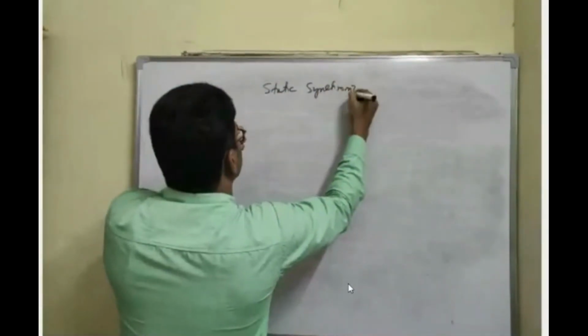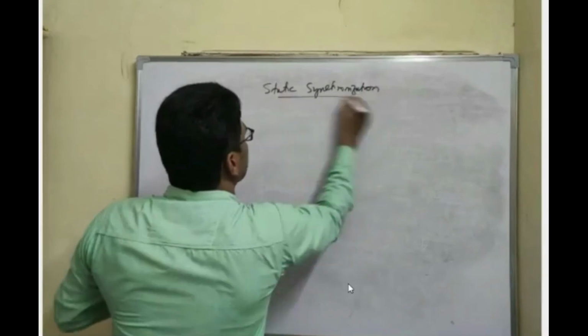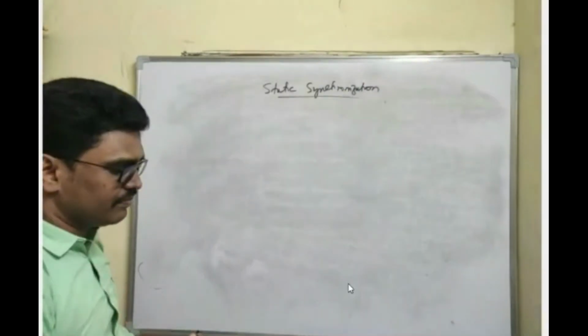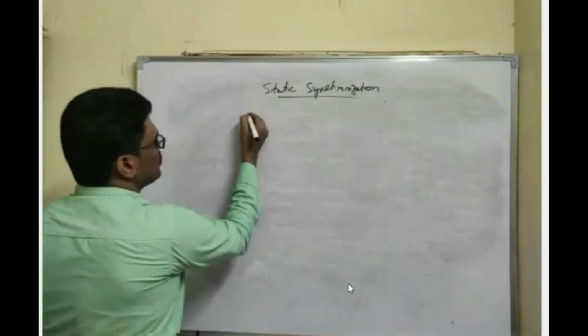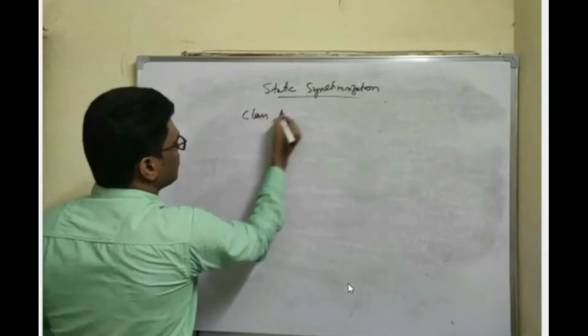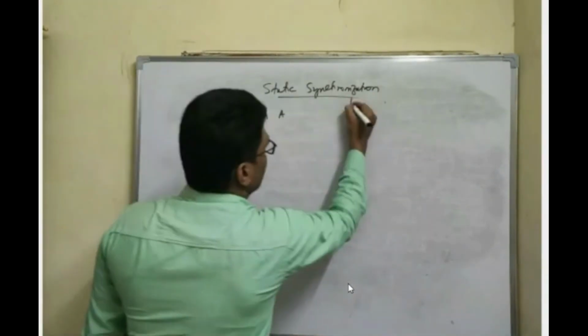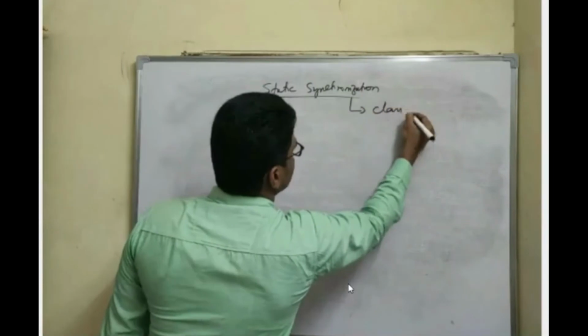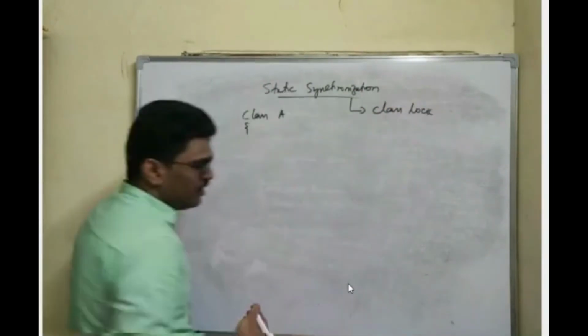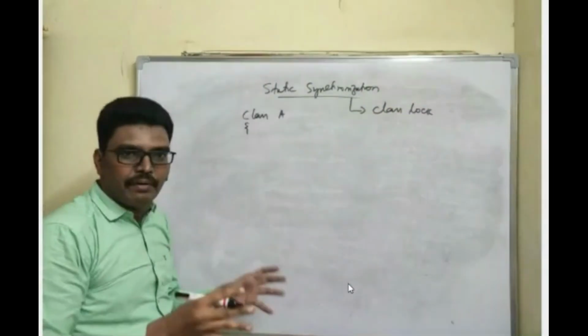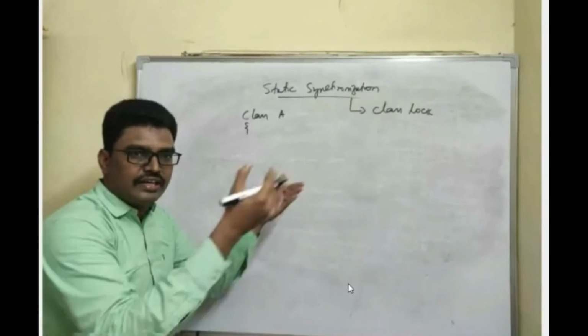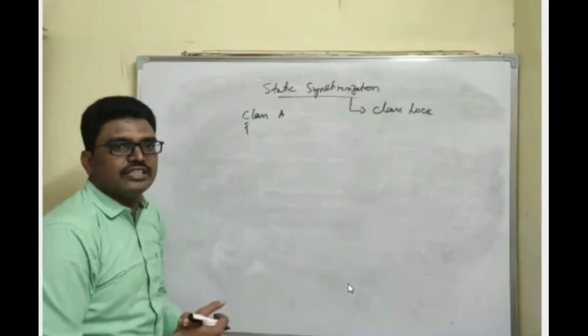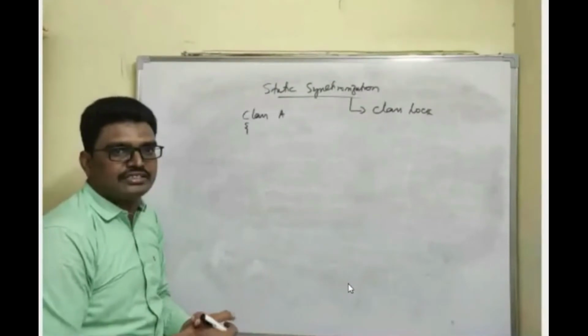Static synchronization is what we are doing. Suppose you have some class A. In static synchronization, the class lock is acquired. If you have static members, which are not linked with an object, then your resource may enter into an inconsistent state.